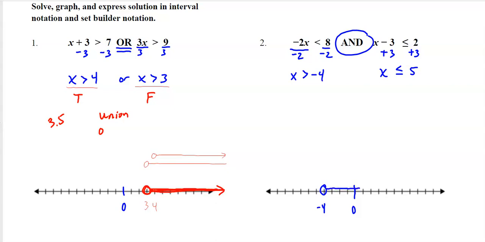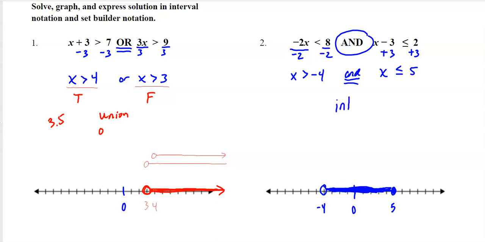But at the same time, remember, both of these have to be true. I also have to make sure that I'm less than or equal to 5. So 5 is right over here. I can be equal to, so I'm going to put it solid. So I've got to be greater than -4, but at the same time, I must be smaller than or equal to 5. So that's where I'm going to get this in-between area, this intersection.